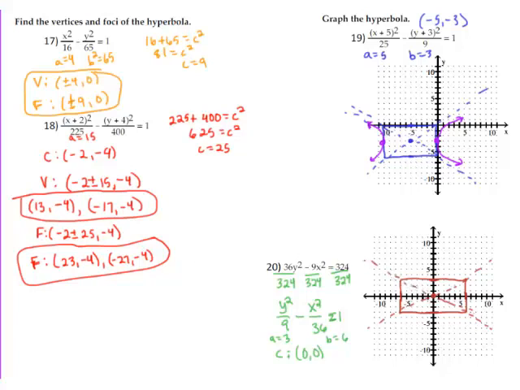Now this time, since y is first, we draw on the top and the bottom of our box. So when x is first, you draw left and right. When y is first, you draw up and down. Or top and bottom, or whatever.